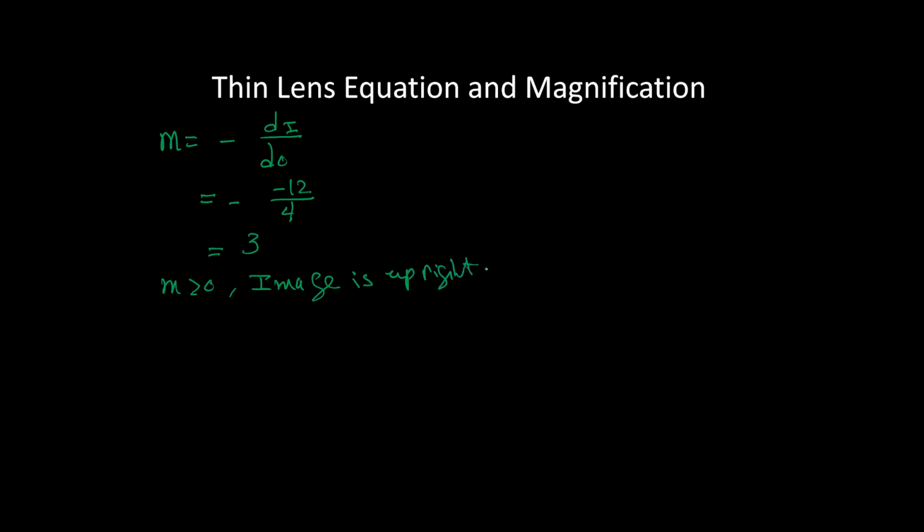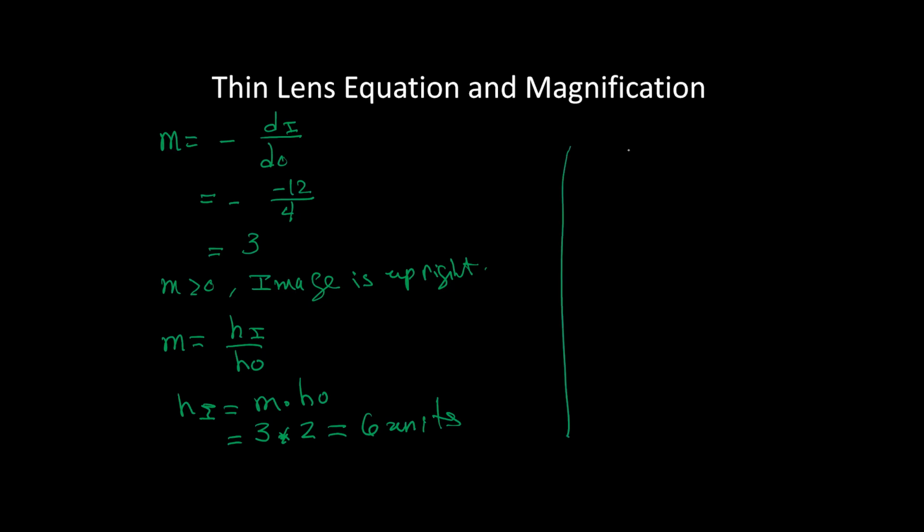Now, how large is that image in terms of units? So M is also by definition HI over HO. So HI is M times HO. 3 times HO was 2 units. 6 units. Again, it's 6 units, which we counted 6. Positive meaning it is pointing up.